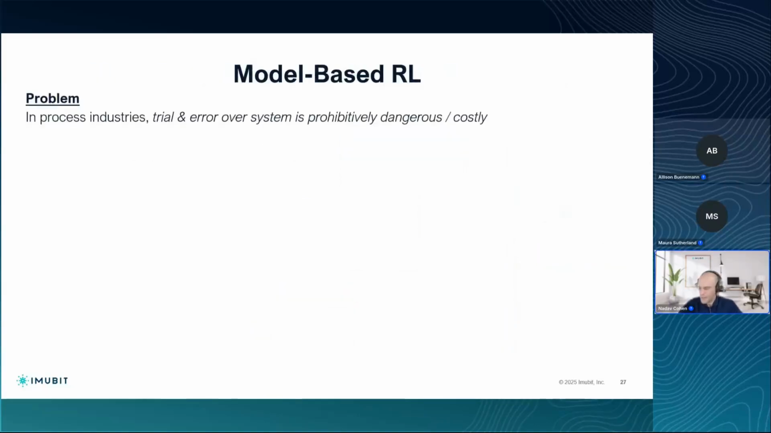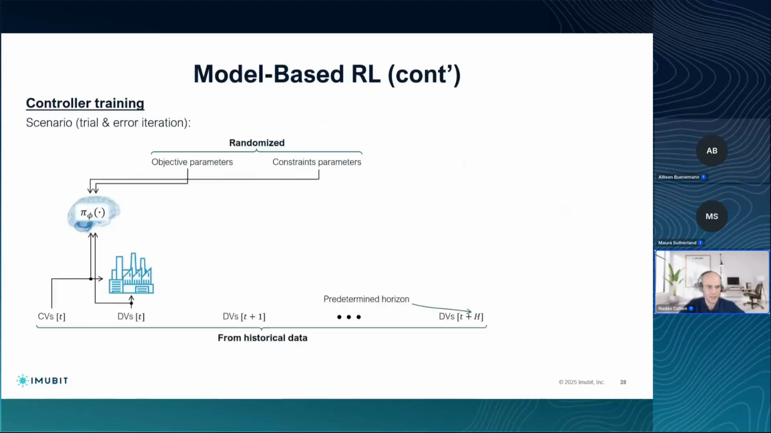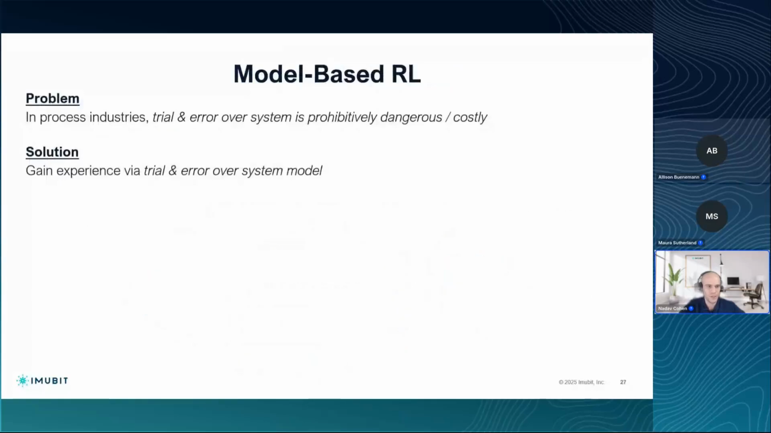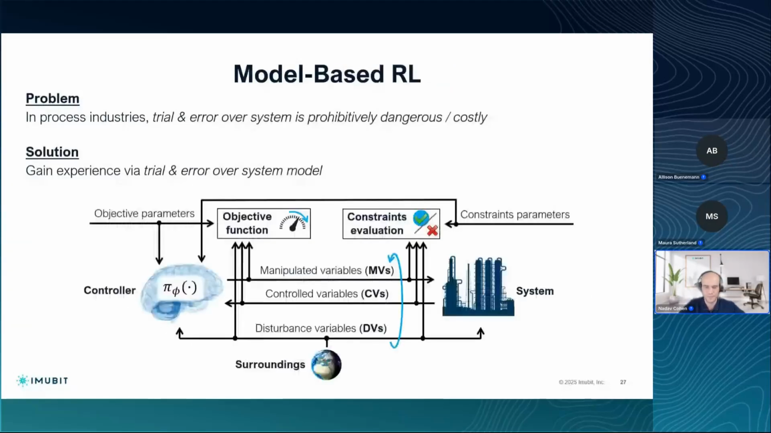Okay, so in the process industries, when we want to control and optimize a plant, then trial and error over that plant, over that true system, is oftentimes too dangerous, too costly. We talked about that. And a solution to this could be to run trial and error over a system model. Okay, so we have the control and optimization problem, and instead of running over the system, we run trial and error over a system model.